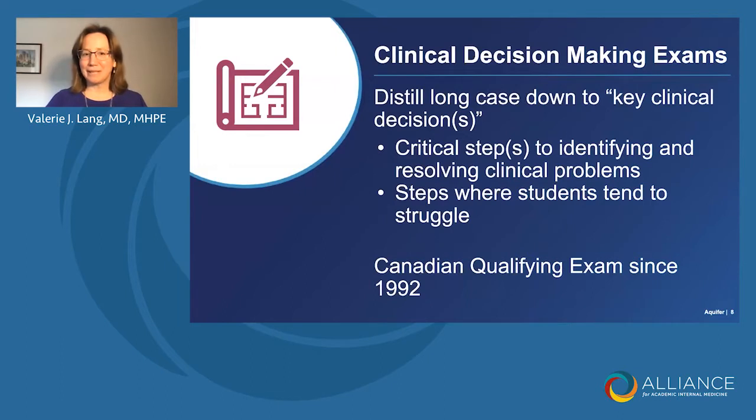So the clinical decision-making approach actually evolved from taking a long, we call it paper case or patient management problem, and distilling it down into the key clinical decisions. And these key clinical decisions are the critical steps that are necessary to identify and resolve the clinical problem. It can also be operationalized as the steps where students tend to struggle. And it turns out that if you take a typical internal medicine problem and distill it down, you can identify 2 to 3 key clinical decisions.